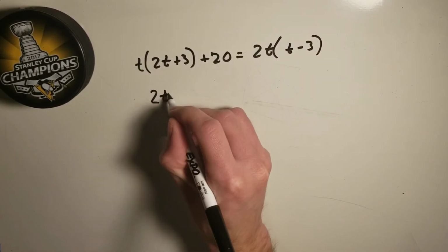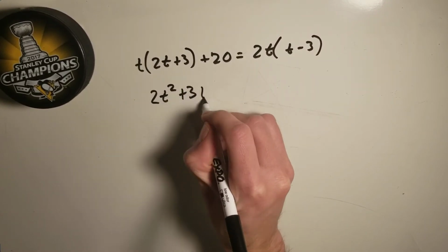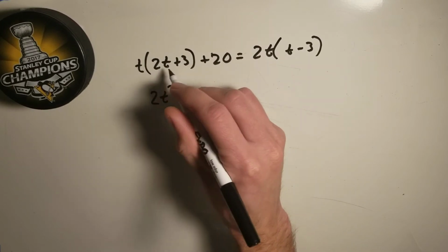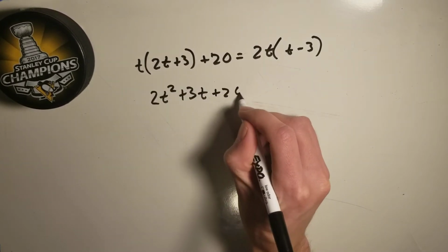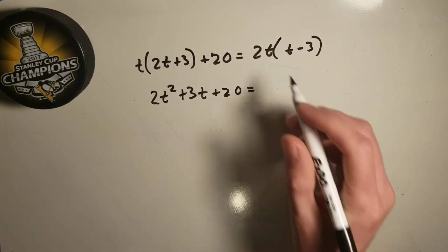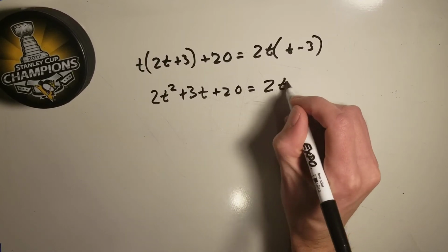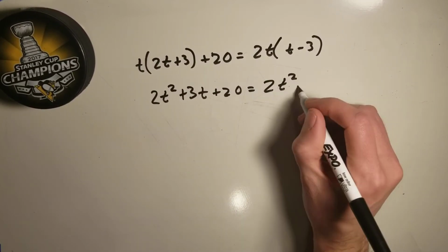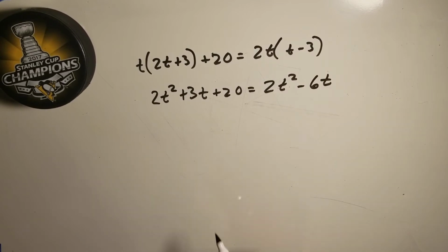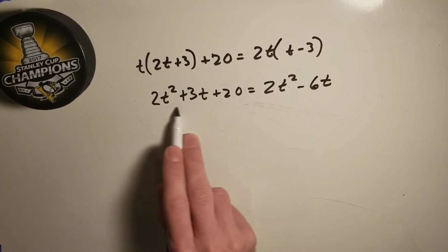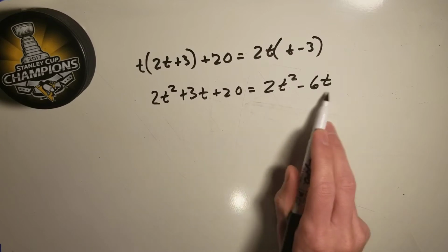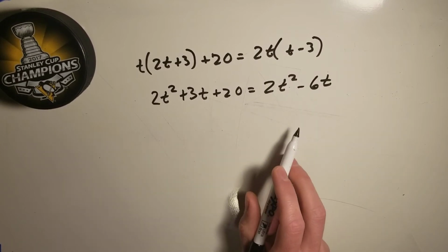You should end up with 2t squared plus 3t. And we're not going to distribute the t to the 20. The 20 is not in the parentheses, so the 20 stays. Then over here you're going to have 2t squared and then minus 6t. Now look at the left side, you are completely simplified. The right side is completely simplified, so you can start moving things to both sides.